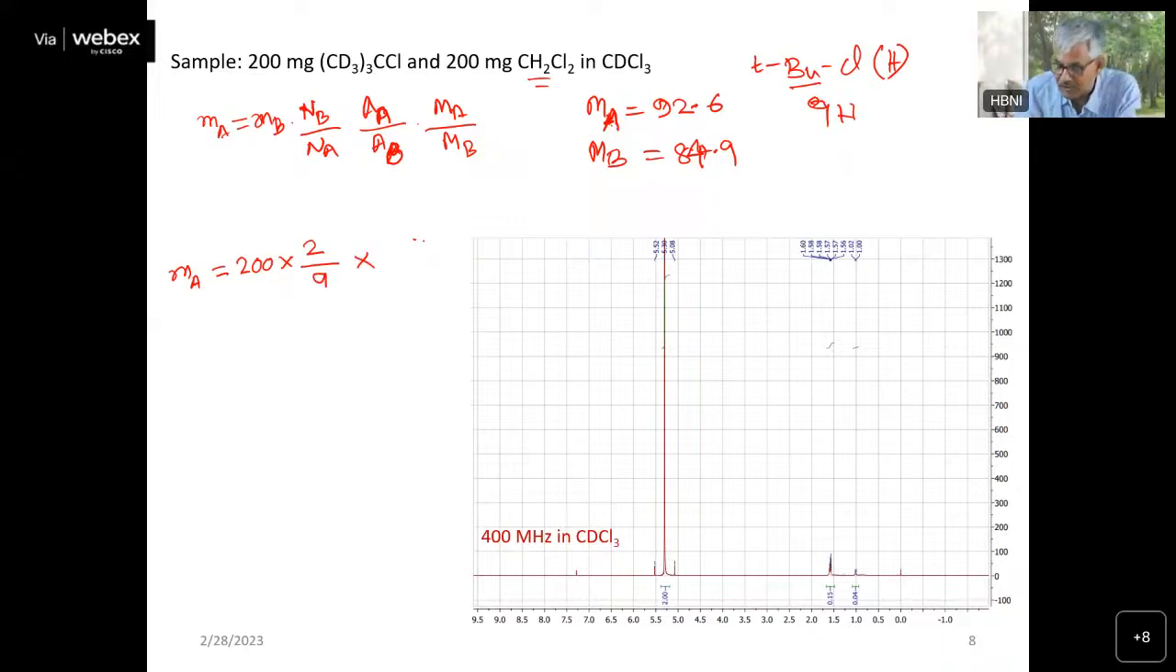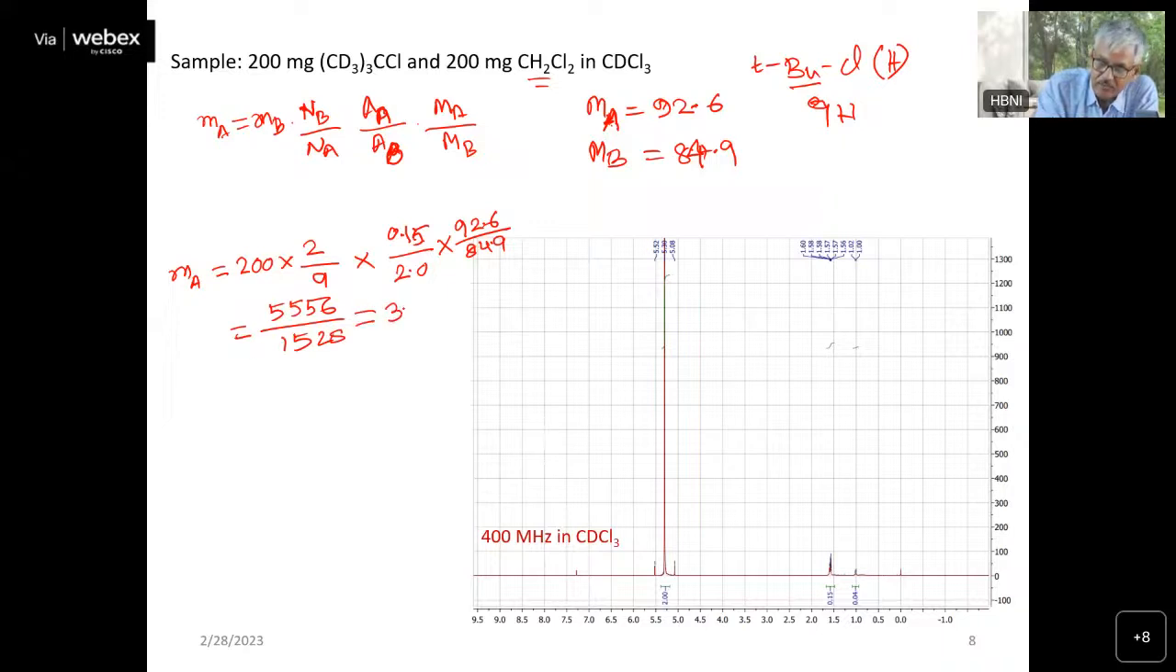Now area, therefore this is 0.15 divided by 2.0 into the molecular weight 92.6 by 84.9, and if you do all these things, you get a value which is equal to 3.635 milligram.